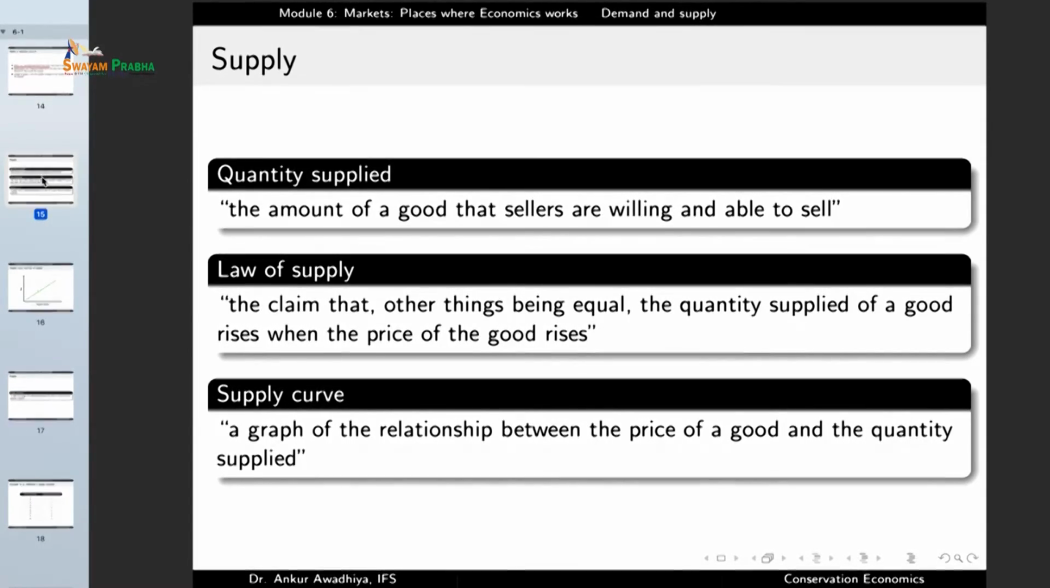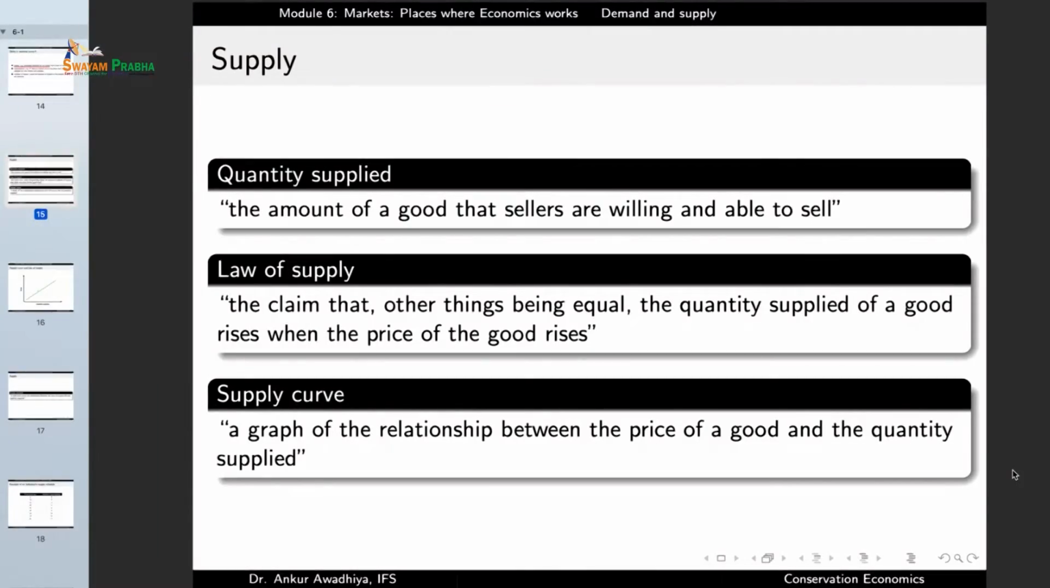Law of supply is the claim that other things being equal, the quantity supplied of a good rises when the price of the good rises. Now, suppose there is a seller of mangoes. If the price of mango increases, then this seller will be ready to supply more quantity of mangoes because he wants to maximize his profit. When the price increases, he will supply more mangoes. When the price decreases, then probably he will supply less mangoes. So this is the law of supply. Other things being equal, the quantity supplied of a good increases or rises when the price of good rises.